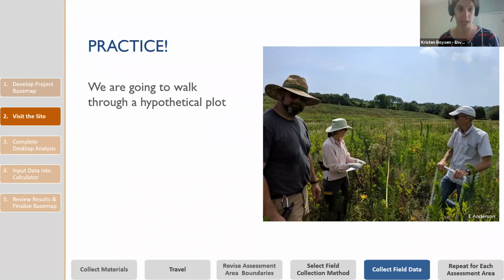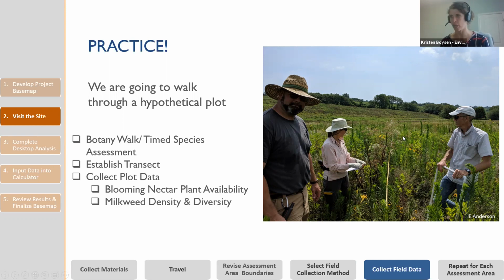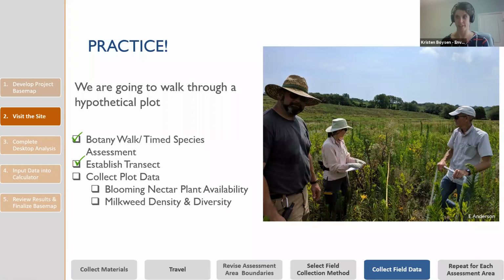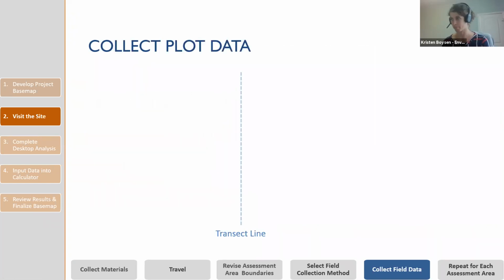But now we're going to walk through a hypothetical plot with a lot of clip art, so I hope you guys are excited. This is us, hanging out. So we've done our botany walk and our timed species assessment. We're going to establish our transect. There it is, great, check mark. And now we're going to collect our blooming nectar plant data.